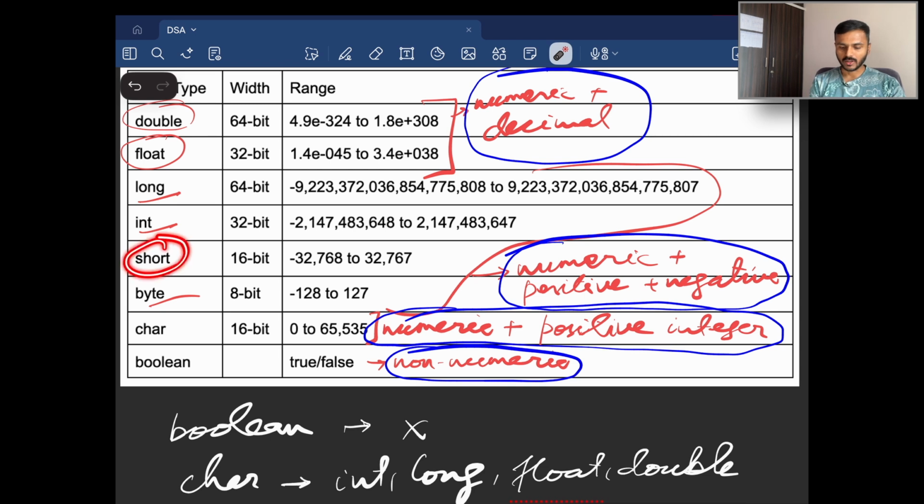Now let's talk about short. Take a look at the range of byte and take a look at the range of short, and tell me, if we have a byte variable with any value, can that value be stored in a short variable or not? Well, yes, we can.